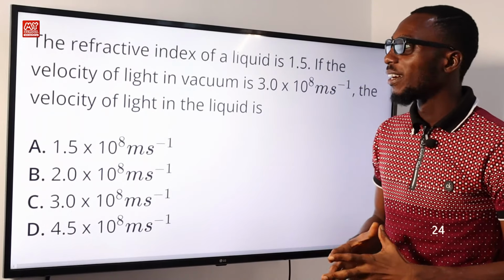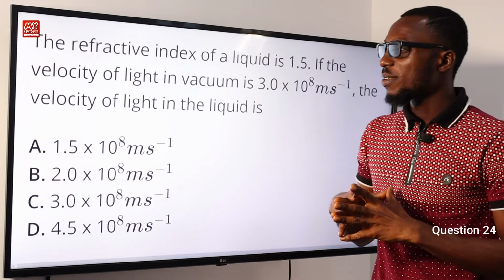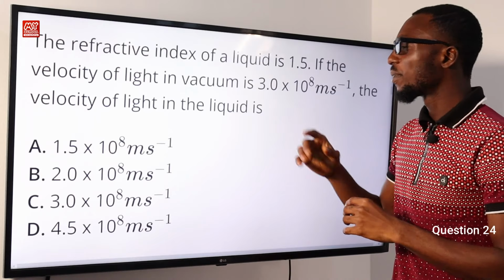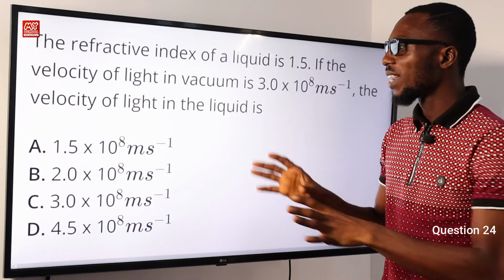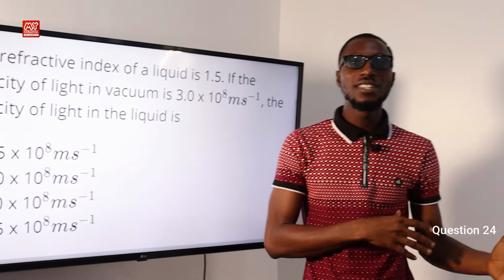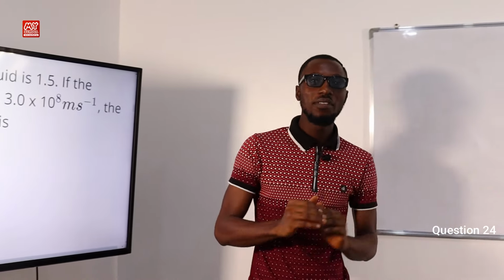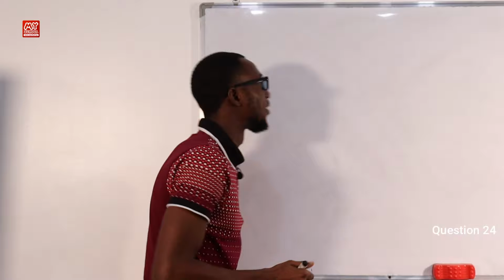Number 24. The refractive index of a liquid is 1.5. If the velocity of light in vacuum is 3.0 times 10 raised to the power 8 meter per second, the velocity of light in the liquid is what? So just record that refractive index equals velocity of light in a vacuum over velocity of light in the medium, and the medium in this question is liquid. So let's look at this.